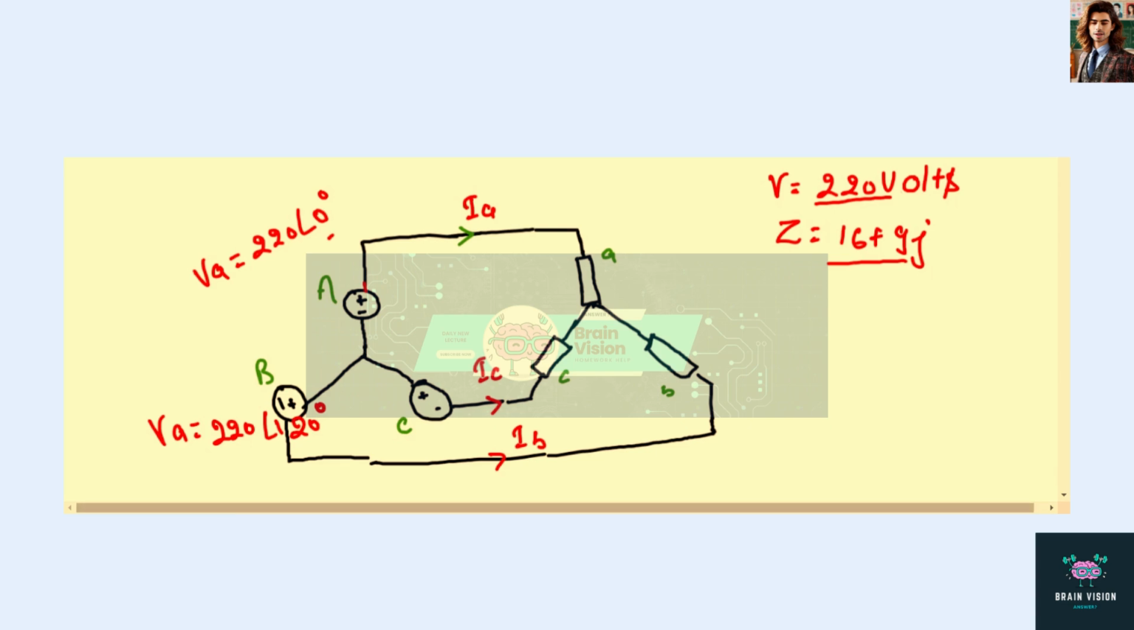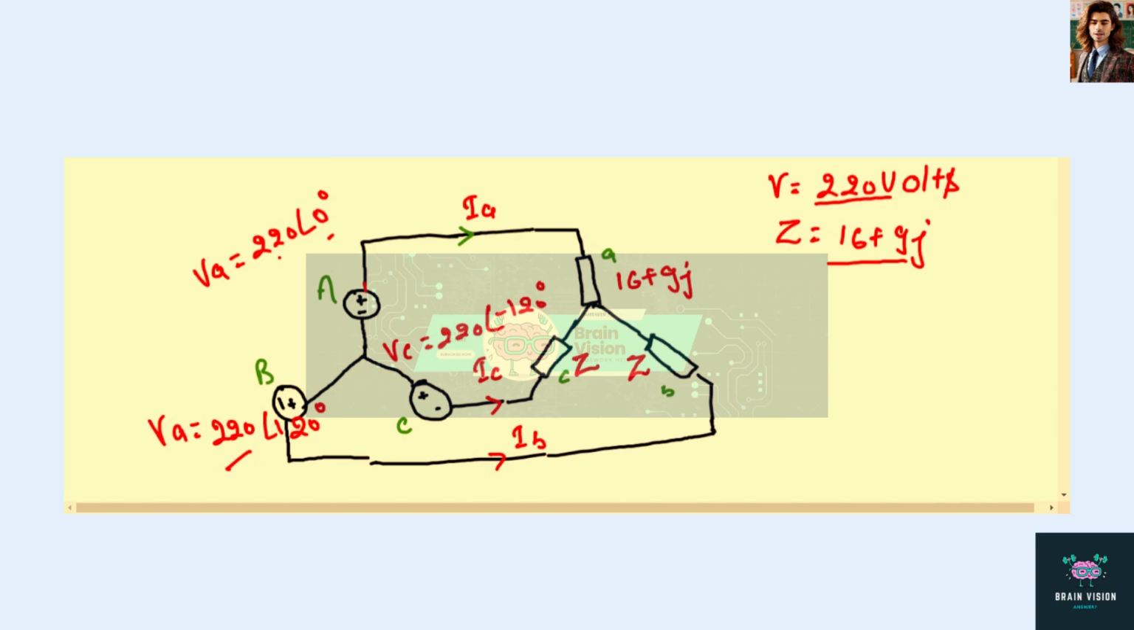Then what about VC? The magnitude will also be the same, that is 220, and the phase difference must be 120 degrees, so this is minus 120. So this is our actual given data. And Z is 16 plus 9j, and this is also a balanced load connection. It means the value of Z in each case will be 16 plus 9j. I'm not overwriting it over here. I'm just saying this is also Z, and this is also Z. The value will be the same.